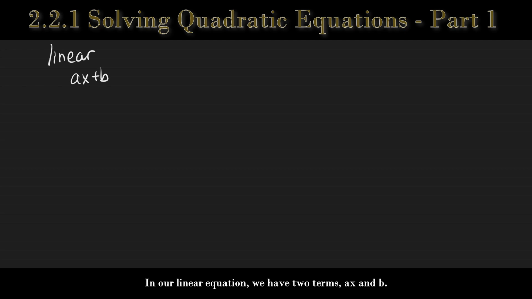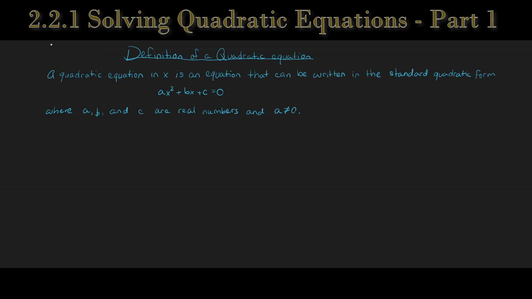In our linear equation, we have two terms, ax and b. Any linear equation can be simplified to that form. The next equation is a quadratic equation, and it has three terms. Let's look at the definition of it, and we'll talk about it. Definition of a quadratic equation.